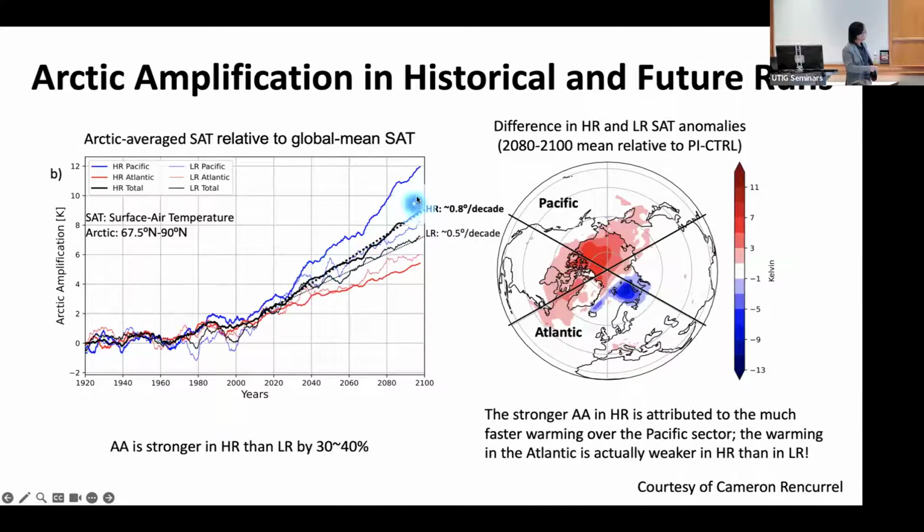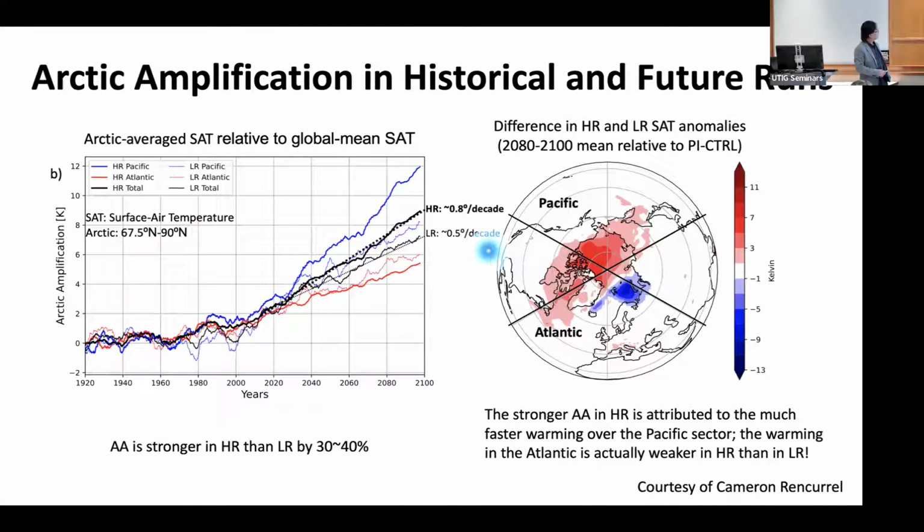So you can see if you put a linear regression on this, for the high resolution model, we get about 0.8 degree per decade increase. The low resolution model is about 0.5 degree per decade. So you're looking at a difference of about 30%. So the high resolution model is projecting a much faster, or significantly faster, warming, right?